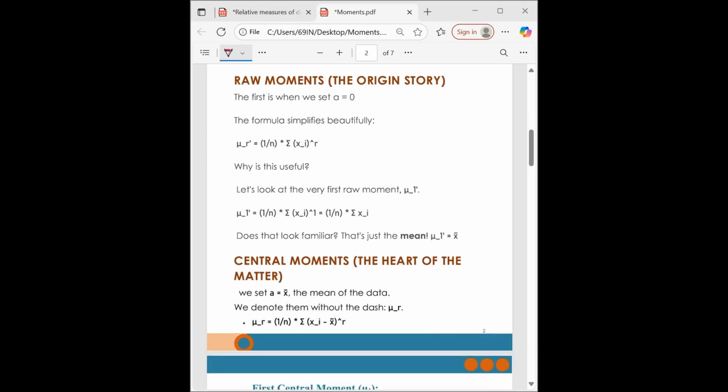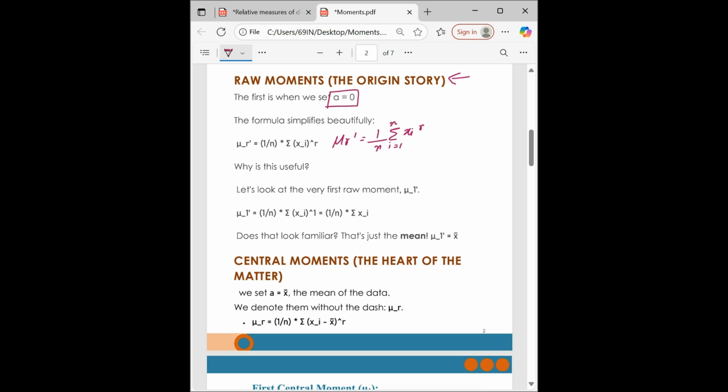Now see, there are two special types of moments. The value of A we choose is what gives moments their special names and superpowers. As I said, there are two critical choices. First, raw moments, the origin story. Here, we set A is equal to 0, so our general moment becomes a raw moment. The formula simplifies beautifully: mu r dash is equal to 1 by n into summation xi to the power r, i running from 1 to n.